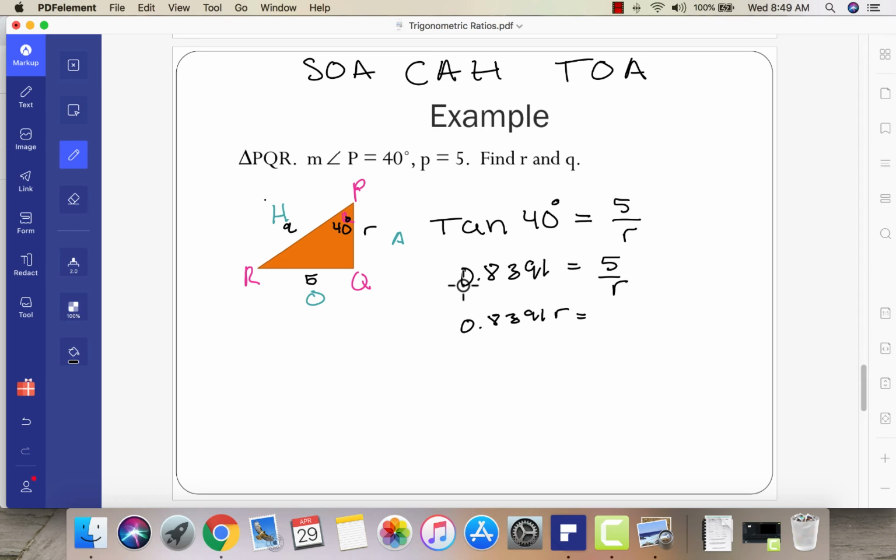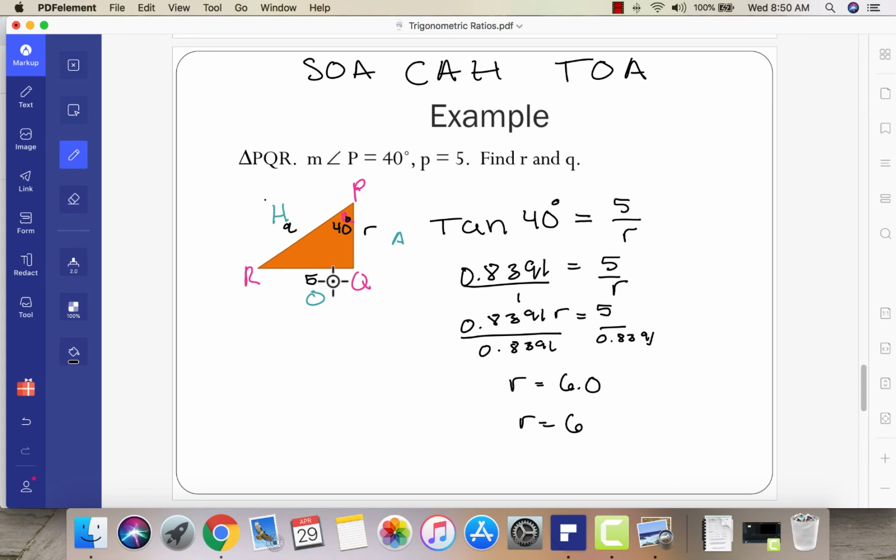equals, and then if we were to have a number on the bottom here, we would cross multiply and get 5 times 1, which is 5. Then we are going to divide by 0.8391. And I'm going to get R equals 6.0. So our R equals 6.